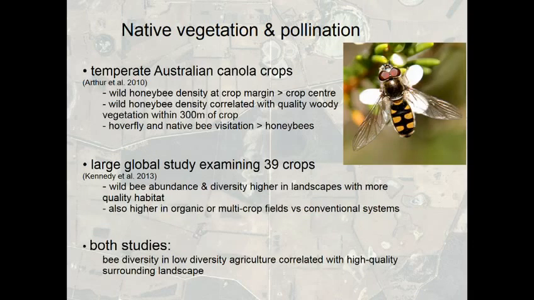So for canola crops in temperate Australia, they found that wild honeybee density at the margin is greater than the centre, so the bees are coming from the outside. Basically, wild honeybee density correlated with woody vegetation within 300 metres of the crop, and hoverflies and native bees visited more than honeybees. In a large global study with 39 crops, they found wild bee abundance and diversity is higher in the landscape with more quality habitat, so heterogeneous landscapes. Also, in organic or multi-crop fields, there were higher abundance of pollinators, and both studies showed bee diversity in low diversity agriculture correlated with high quality surrounding landscape.